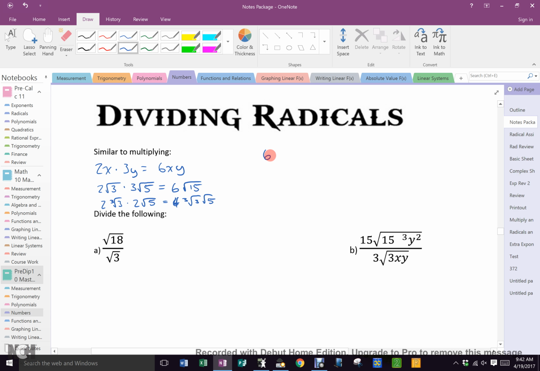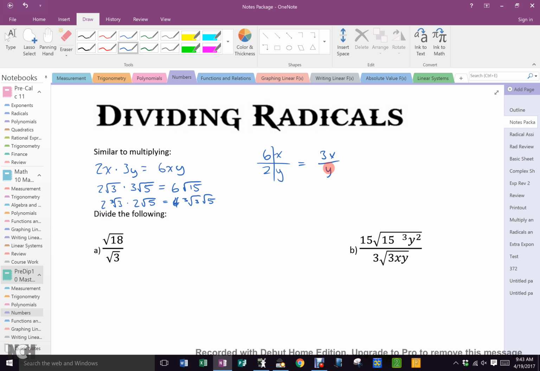If I had 6x over 2y, what would the answer be? Karina? 3x over y. Why? Because 6 divided by 2 is 3, and x and y can't do anything. Why? Because they're not like terms.